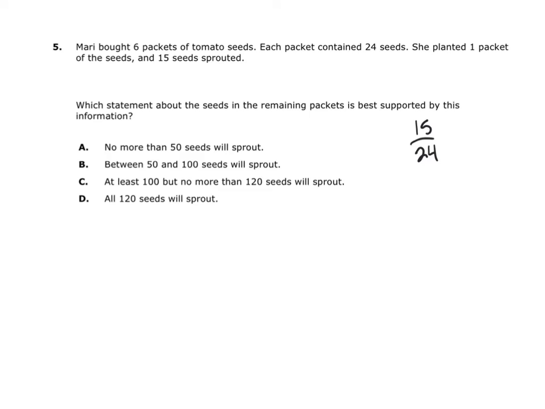So let's figure out how many total seeds we're going to have. To find out the total, we have 5 packets left because it does want the remaining packets. We already used 1 of the 6. So there's 5 packets left, and each packet has 24, so we're going to multiply that. 5 times 4 is 20, carry the 2. 5 times 2 is 10, plus 2 is 12, so 120. So there's 120 total seeds left.